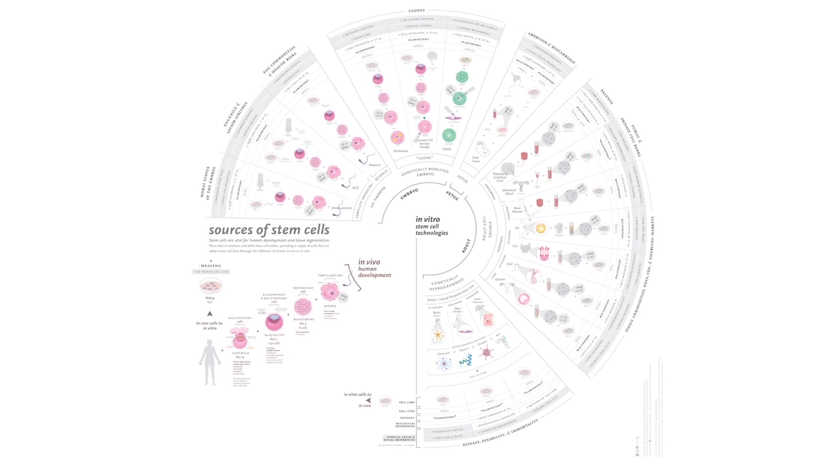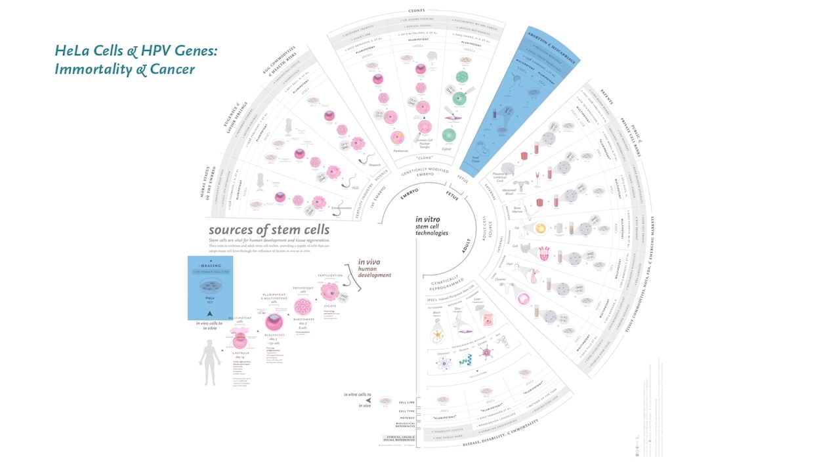The first case, HeLa cells and HPV genes, immortality and cancer, interrogates the relationship between cancer and stem cells and the role of human subjects in research by reviewing the events that led to the development of the first human cell lines. HeLa, isolated from a cervical cancer biopsy of an African-American woman named Henrietta Lacks, and WI38, isolated from fetal lung tissue collected from a therapeutic abortion.